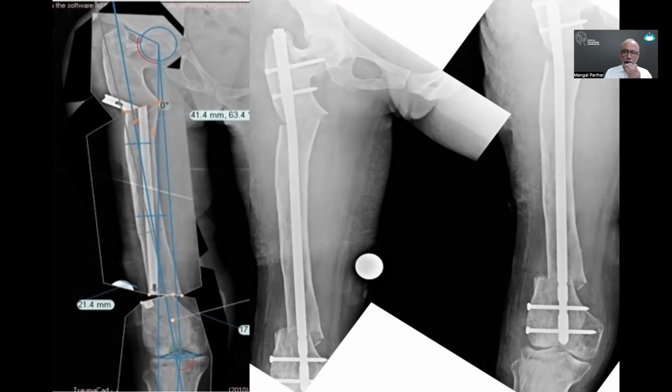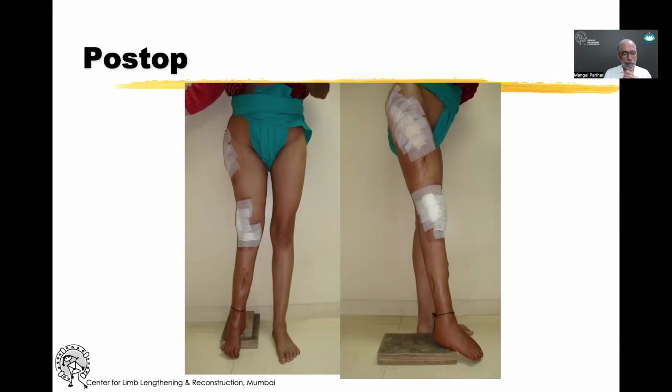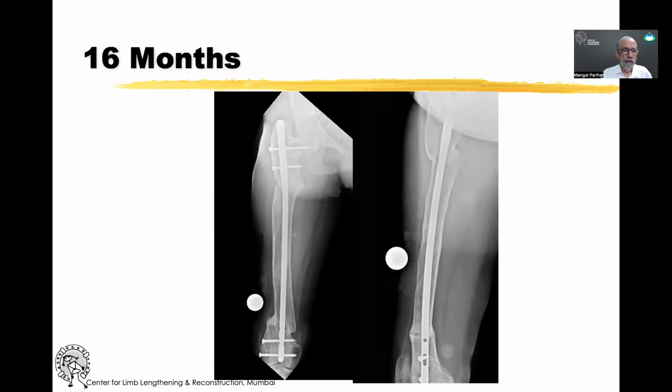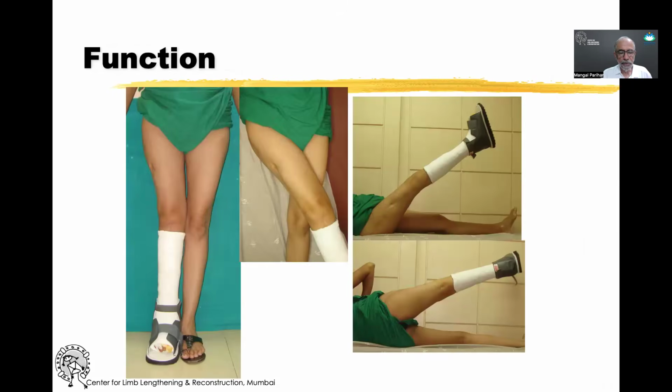So the execution is less important, I think, than understanding the deformity and the planning. If you understand the deformity, it's not very difficult to carry out those steps. And that's a post-operative picture. That's her post-operative function. At 16 months, she was well healed without any trouble. She had a remaining equinus, which we did at a second stage, which is why you see the plaster cast.